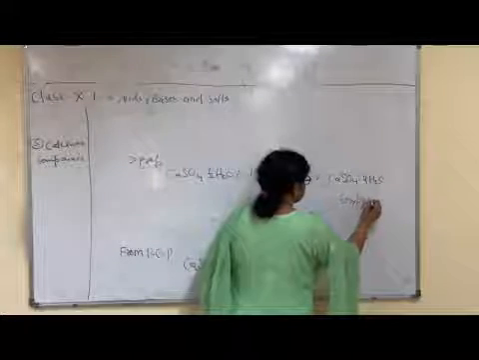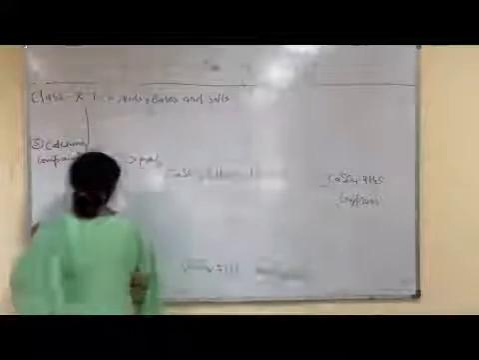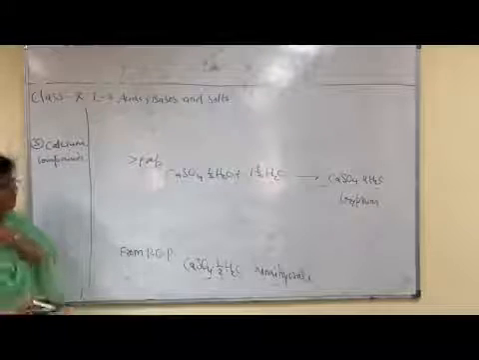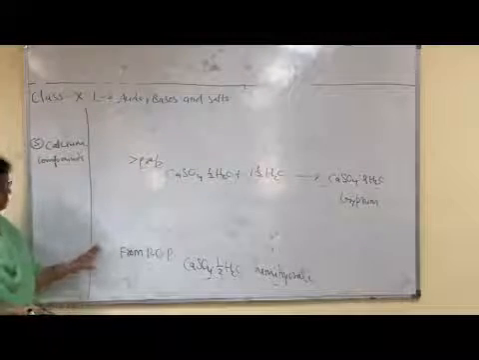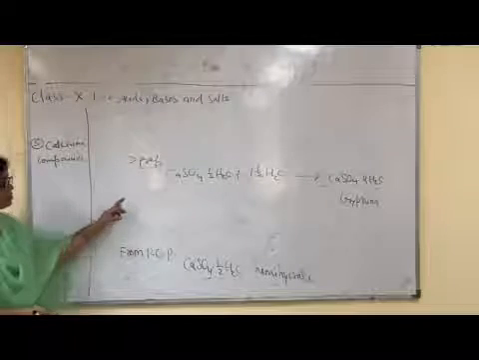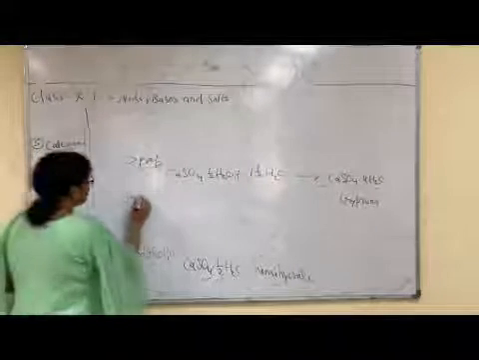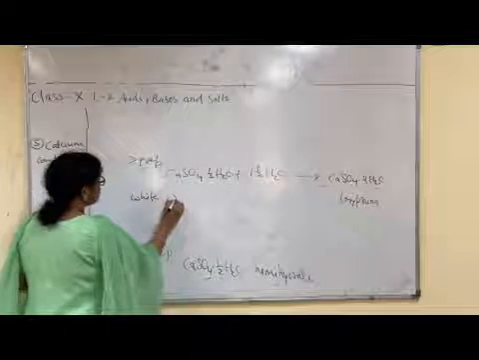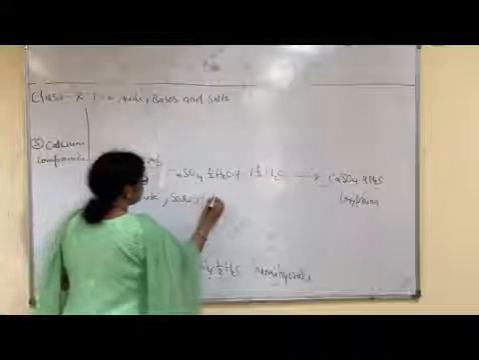Gypsum. Physical properties are common. Any calcium compound is white in color except a bleaching powder. Bleaching powder is yellowish color solid. This one is white color solid, soluble in water.